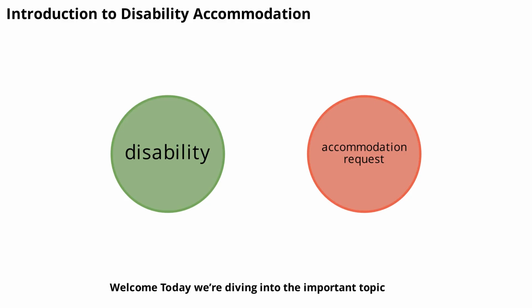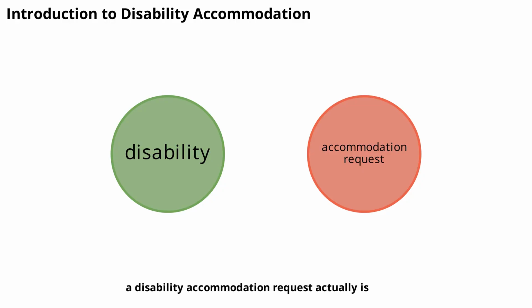Welcome. Today, we're diving into the important topic of disability accommodation requests to state offices. Whether you're an individual with a disability, a family member, or someone working in a public agency, understanding how to request accommodations is crucial. State offices are required by law to provide reasonable accommodations to ensure equal access to their services and programs. But what exactly does this process look like? In this video, we'll break down the basics, walk through the steps, and highlight key points you need to know.